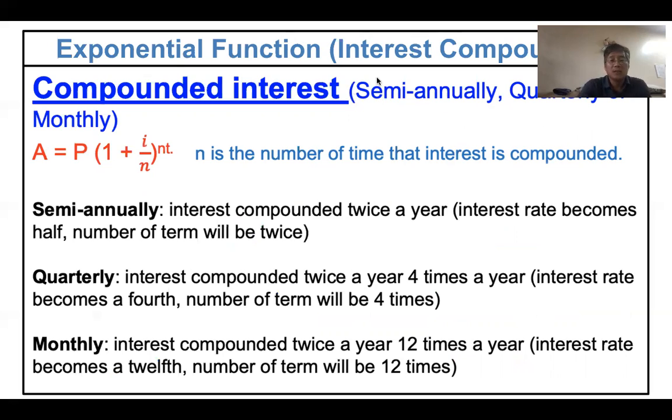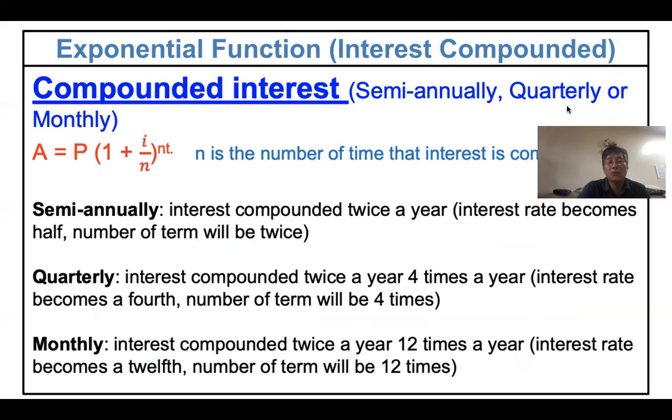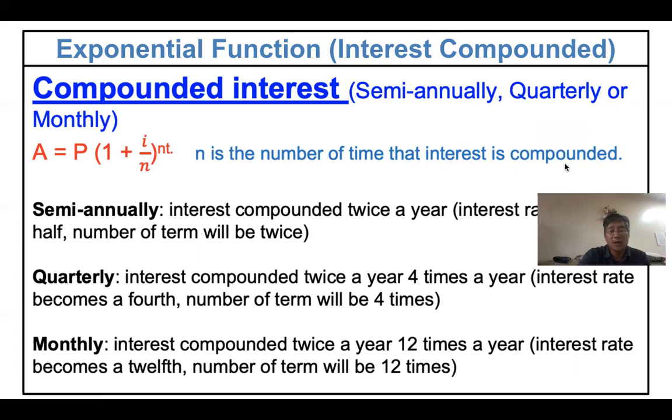So semi-annually or biannually is twice a year, or quarterly, which means 4 times a year, right? Or monthly means 12 times a year. And then what do you do? This is a new formula, but it's not difficult to memorize. The principle is the same, but 1 plus i divided by n. What is n? n is the number of times the interest is compounded. How many times do you compound? So twice, 4 times, 12 times, right?